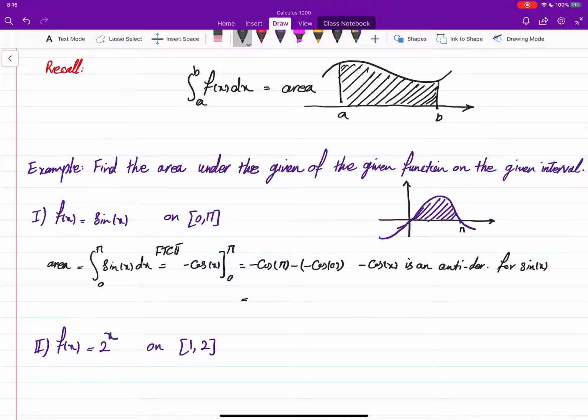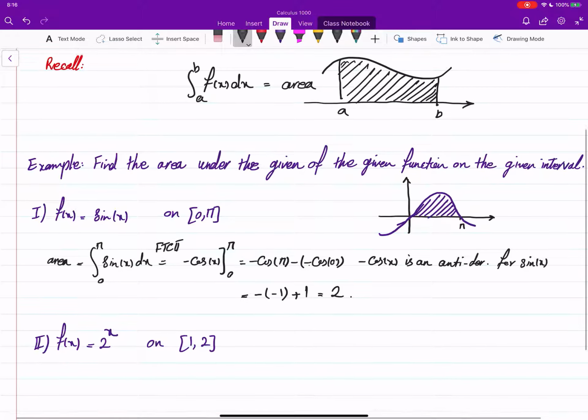Cosine of pi is -1. There's a negative sign also there, so this is negative times negative, a plus. Cosine 0 is 1. So this adds to 2. So the area of the region under the graph of sine x on the interval 0 to pi is equal to 2.